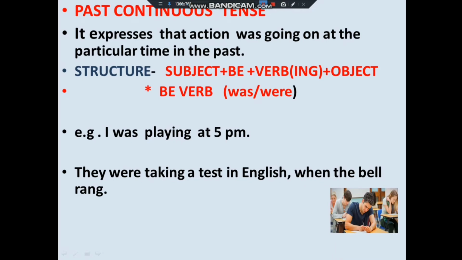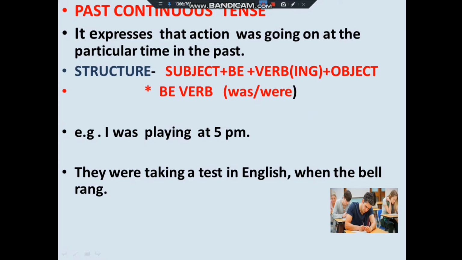Now past continuous tense. It expresses that action was going on at the particular time in the past. Means we are talking about the past action which was going on until the second action started. Means some time in the past, whatever the specific time is given, up to that time the action was going on. Let us see the structure. First we write subject, then be verb, and in be verb according to the subject we write was or were, was for singular and were for plural, plus verb ing form plus object.